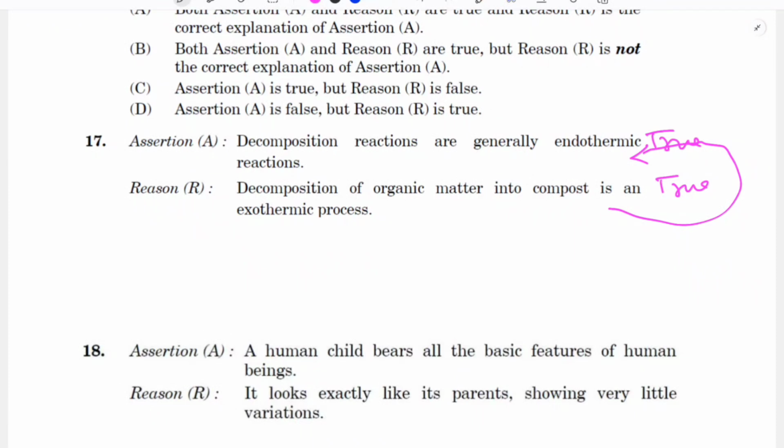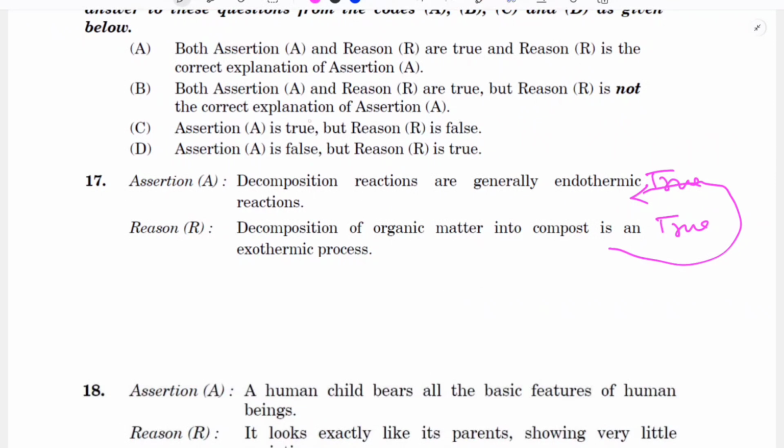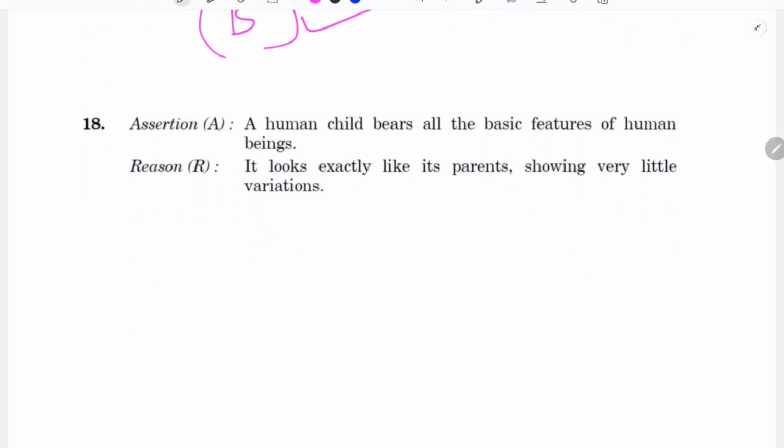So what is the correct answer? The correct answer here is B. That is, both assertion and reason are true, but reason R is not the correct explanation of A. Now next question.